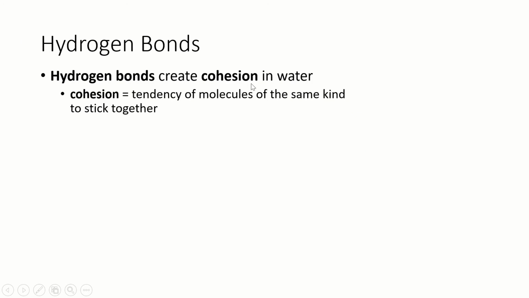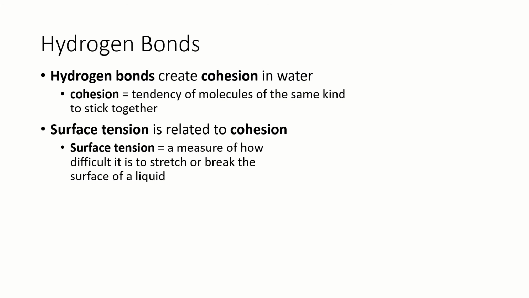This creates cohesion. Cohesion is the tendency of water molecules to stick together. And we can have cohesion in other kinds of molecules as well, but again, for this class, our most important thing is water. Cohesion is really important because it creates surface tension. Surface tension is the measure of how difficult it is to stretch or break the surface of a liquid.